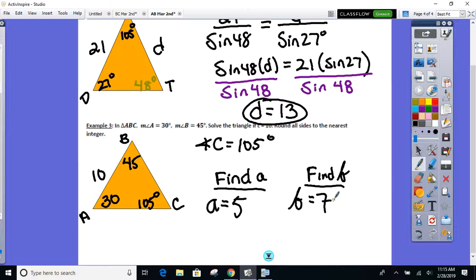5 and 7. I'll just let people finish up because I want to quickly discuss. It's not a check, but how can you tell that you probably did this problem correct? And it's something we've talked about already this year.